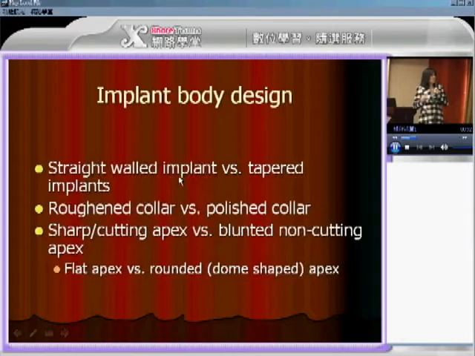Some of the apex, the end of the implant, some implant brands are sharp with cutting edges at the apex. Some are blunted and non-cutting apex. And even among the blunted, there are two different types. Some are rounded at the apex, and some are flat at the apex. There are different kinds of shapes that I've tried, all of them, placing implants in the sinus.